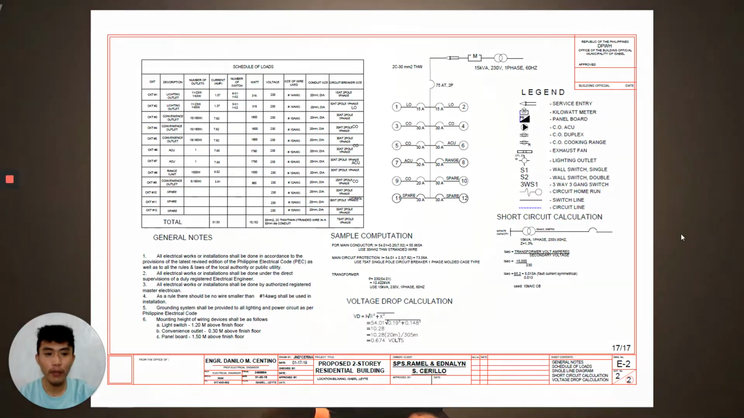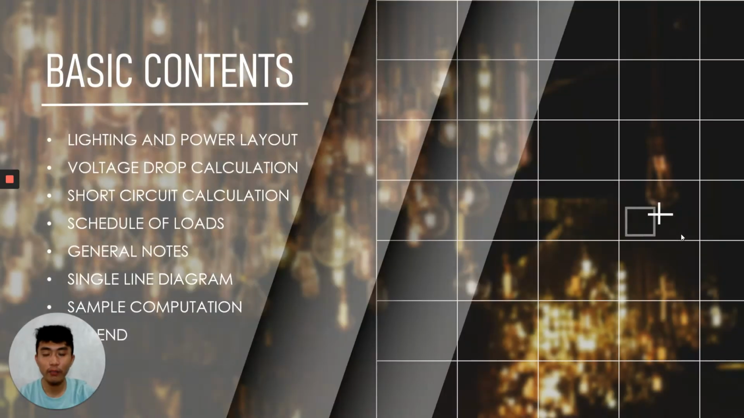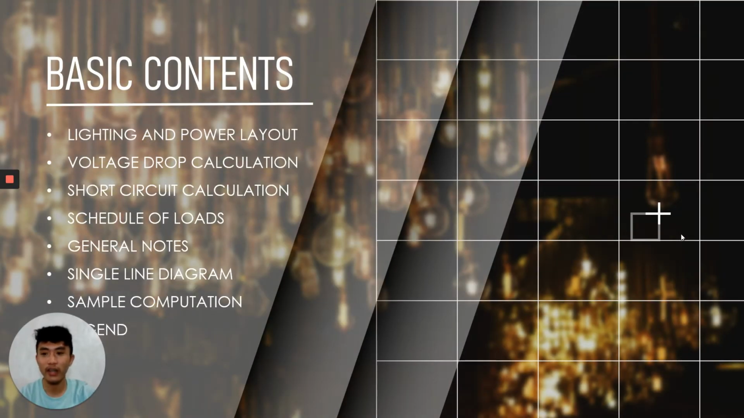To give you a better look into the different contents of a basic electrical plan, a basic electrical plan contains the following. The first is the lighting and the power layout. The second is the voltage drop calculation, the short circuit calculation, the schedule of loads, the general notes, the single line diagram, the sample computation, as well as the legend.